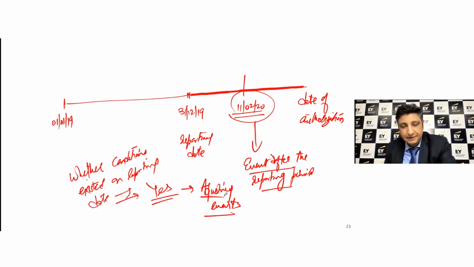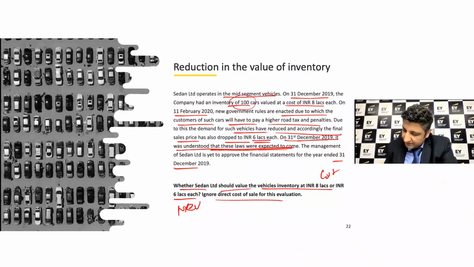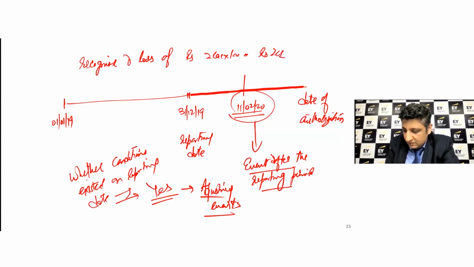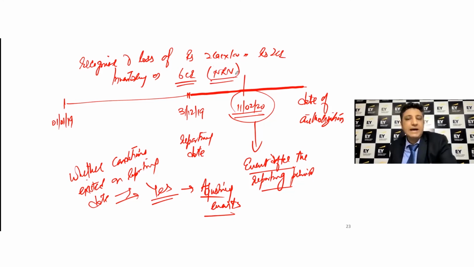Now, what does it mean? It simply means that those 100 cars at 8 lakh rupees each would instead be valued at 6 lakh rupees, which simply means that you need to recognize a loss of rupees 2 lakh for 100 cars, which is 2 crores, and the inventory of the cars shall be measured at 6 crores, which is, of course, the net realizable value. Is it all comfortable?